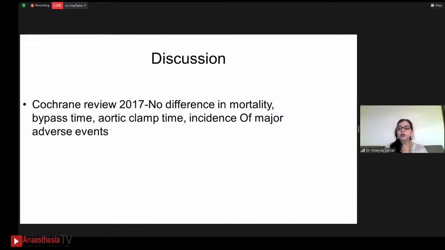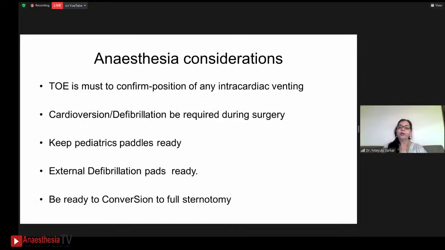A Cochrane review done in 2017 said there is no difference in mortality, bypass time, aortic clamp time, or incidence of major adverse cardiac events. So we have to really think whether we want to proceed on this side or just carry on with the conventional. Anesthesia considerations.